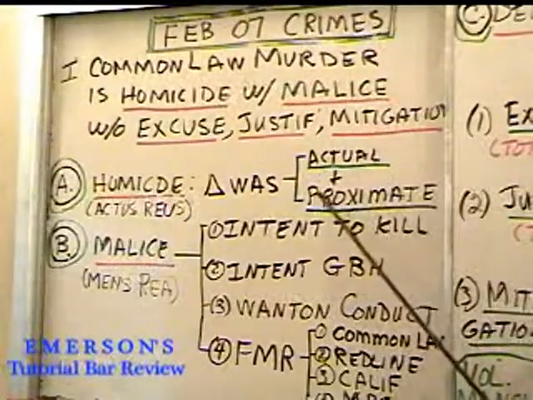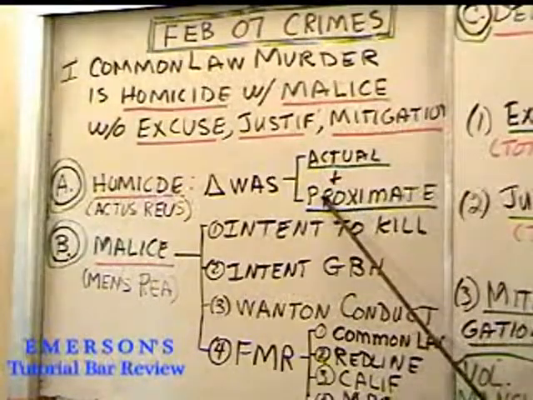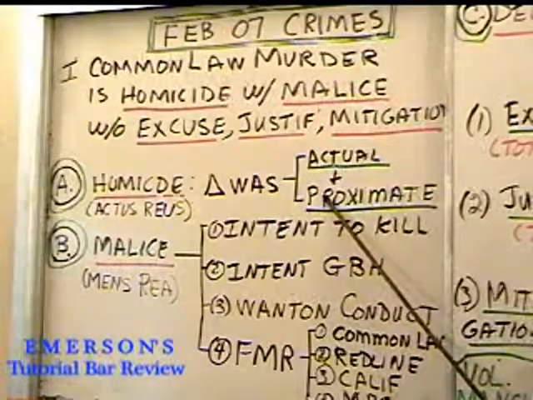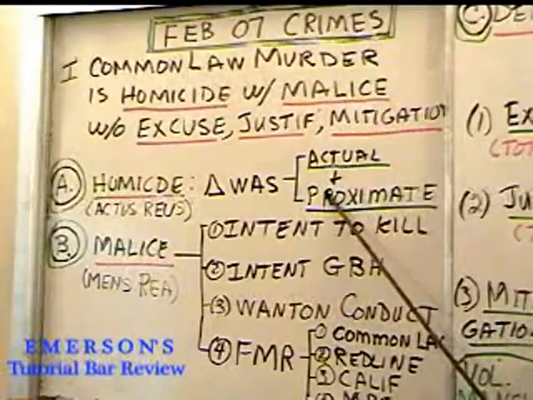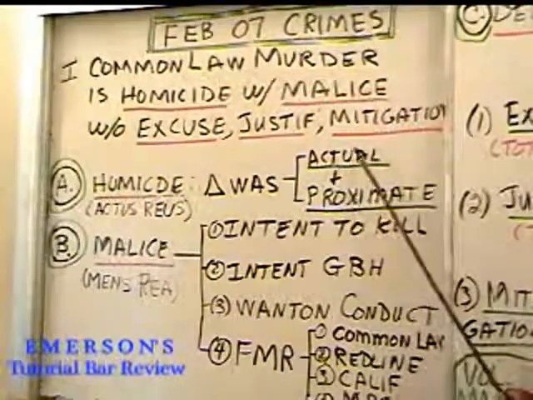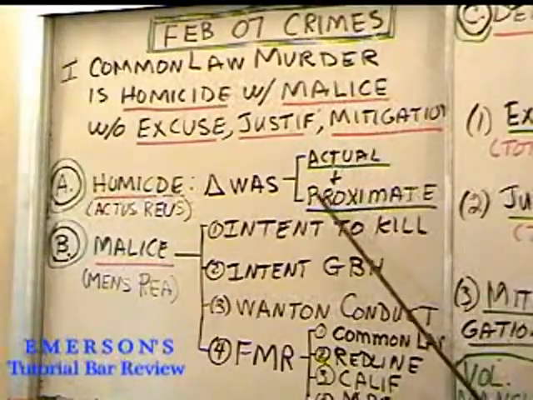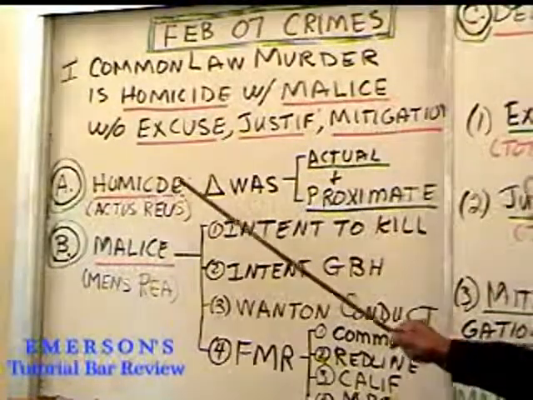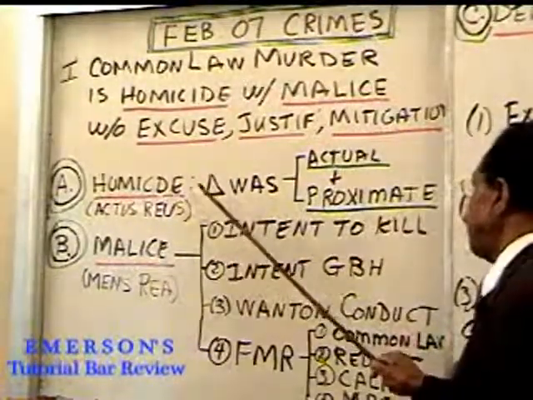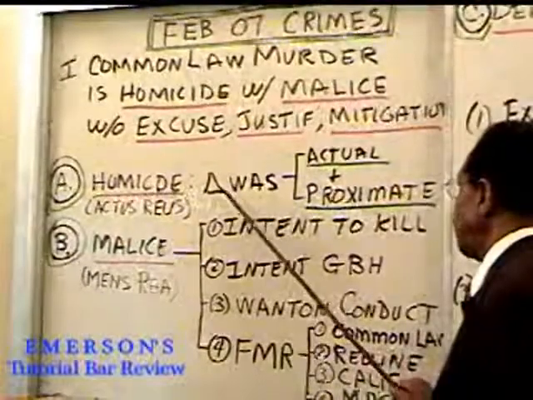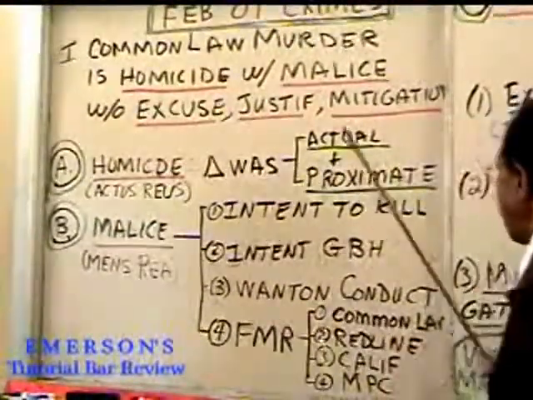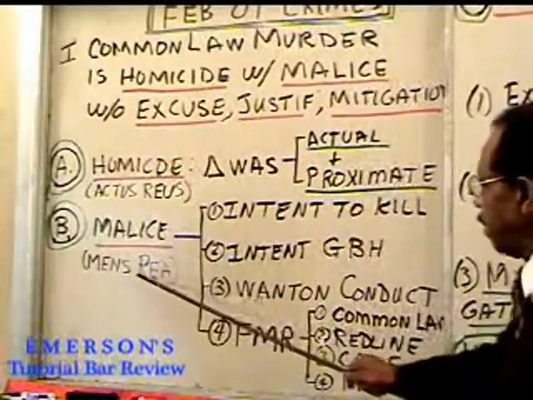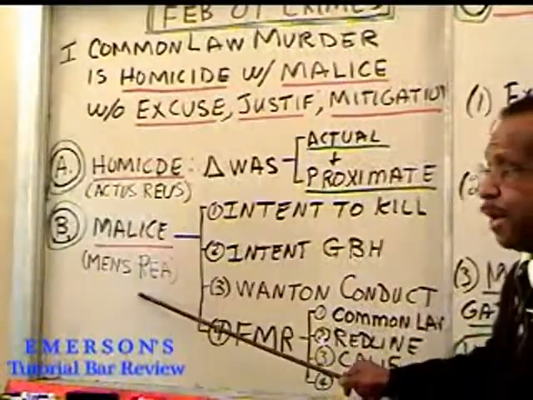Most of the time this distinction is not of any value. It doesn't get tested on crimes questions. On torts questions, we see a lot of actual versus proximate cause distinctions. But in crimes, it almost never happens on the exam. So the homicide means that it's simply A killed B, and A killed B if the defendant was the actual and proximate cause of the death of the victim.